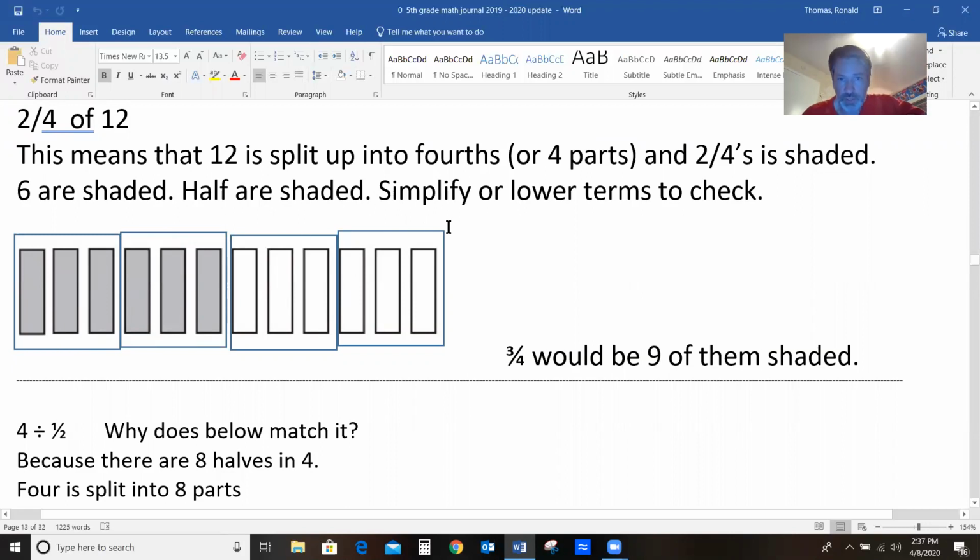Half are shaded. Simplify to lower terms to check. Aha. 3/4 would be 9, right? If 1/4 is 3, 2/4 would be 6, 3/4 would be 9. Pause upon it, think about it.